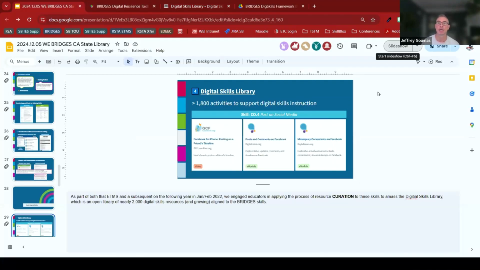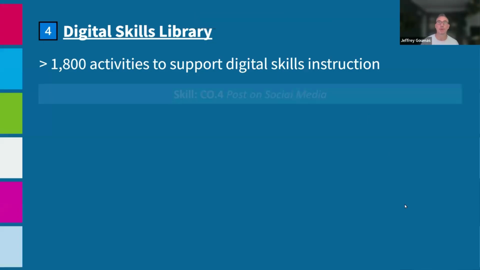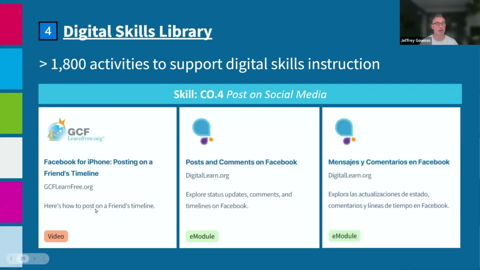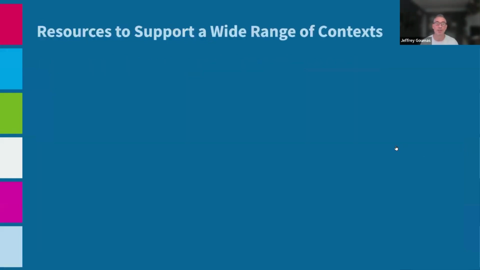And the goal of the Digital Skills Library is really that we know that there's not one resource that works for every learner all the time. And so, GCF has great video content and great articles. The digitallearn.org is actually a public library association initiative. So these are a bunch of modules that were developed by PLA, and many of them are available in English and Spanish. And they are a little bit more foundational, I feel, than GCF Learn Free or GCF Global.